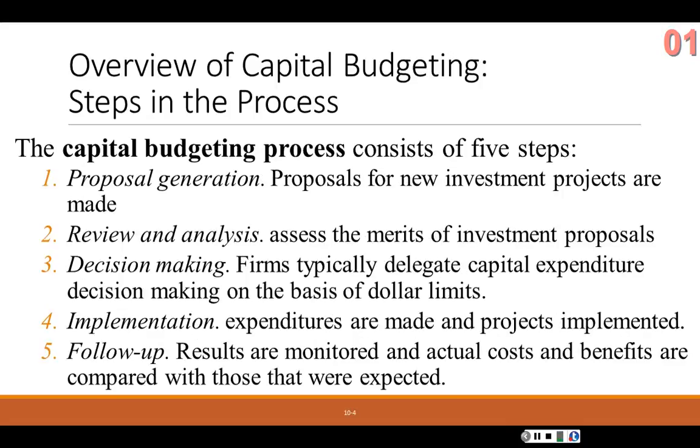The capital budgeting process consists of 5 steps. First, a proposal must be generated. New investment projects must be proposed. Second, review and analysis. The merits of each investment must be analyzed. Third, decision making. Firms typically delegate capital expenditure decisions based on dollar limits. Fourth, implementation. Expenditures are made and projects are implemented. And fifth, follow-up. Results are monitored.